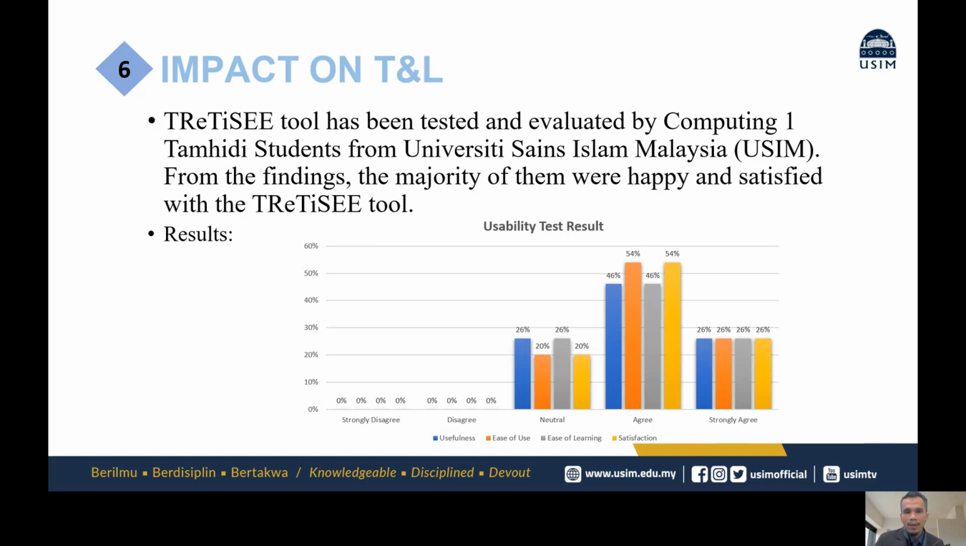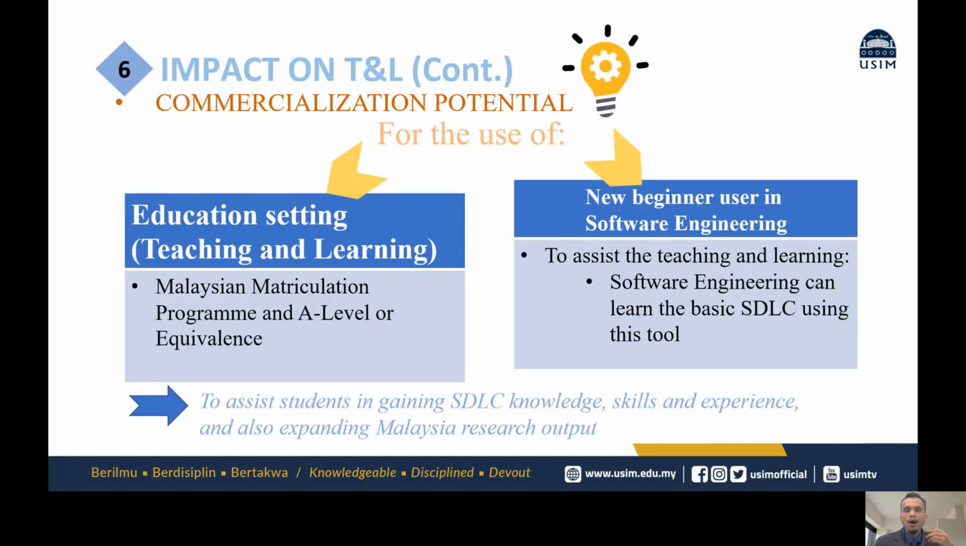Our 3TC tool was evaluated and tested by students of USIM in a usability study comprising 4 components. The first is usefulness, the second is ease of use, the third is ease of learning, and the fourth is satisfaction. Based on the findings, we found that the majority of them were happy and satisfied with this tool, as shown in the figure.